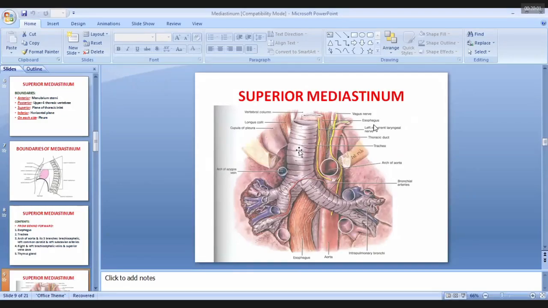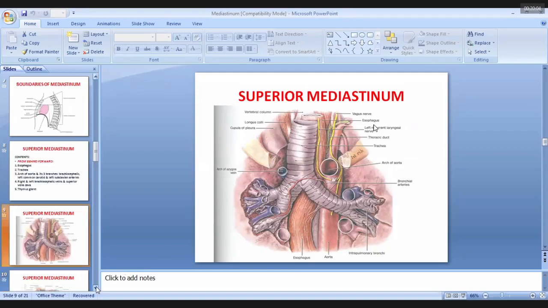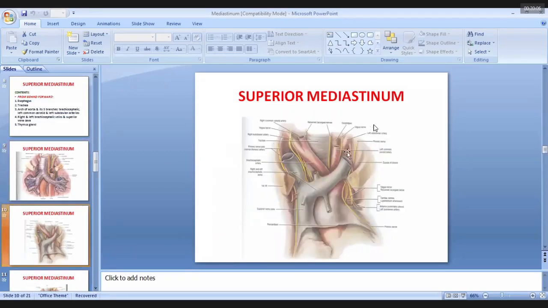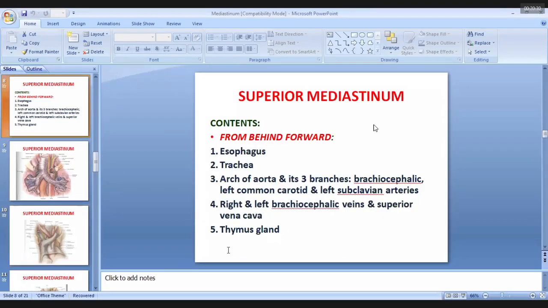The esophagus, anterior to the esophagus, the trachea. Anterior to the trachea, these are the major vessels, the arch of aorta, and these are the three main branches of the arch of aorta, the brachiocephalic artery, the left common carotid, and left subclavian. And two brachiocephalics, the right and the left brachiocephalic veins that unite to form the superior vena cava. Along with that, the thymus gland is also one of the contents of the superior mediastinum.